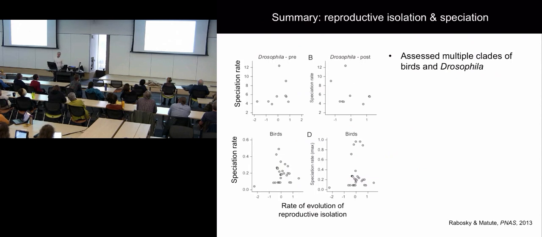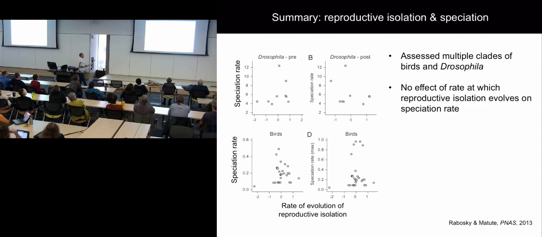We've also gone ahead and looked at this across a number of other clades, specifically a number of groups of Drosophila. We've also looked at prezygotic isolation in Drosophila using some classic data from Jerry Coyne and Alan Orr from studies they did in the 80s. And in each case, we find no effect of the rate at which reproductive isolation evolves on the speciation rate.